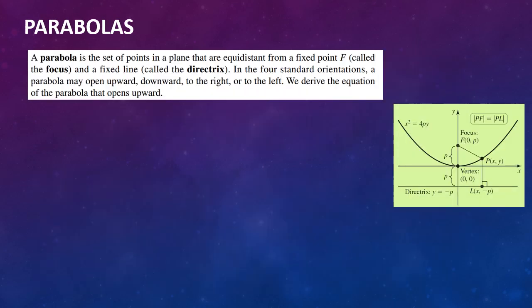A parabola is the set of points in a plane that are equidistant from a fixed point F, called the focus, and a fixed line called the directrix. In the 4 standard definitions, a parabola may open upward, downward, to the right, or to the left. We're going to derive the equation of the parabola that opens upward.